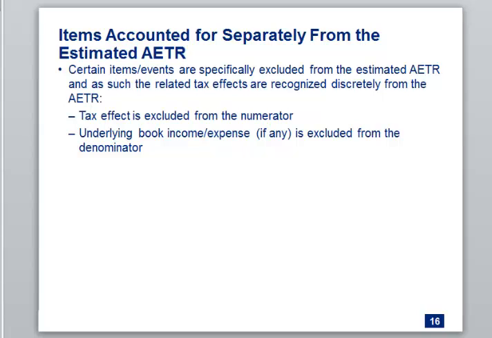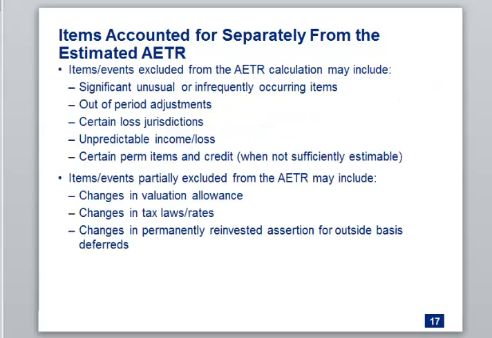Okay? So what this slide says is, if it's something you would exclude from your forecast of the numerator or exclude from your forecast of the denominator, usually for the reason that you can't forecast it, you book it in the quarter it happens. Okay? Okay, so typical items that you would exclude. The guidance would tell you exclude items that are significant, unusual, or infrequently occurring items. That's right out of the ASC 740 guidance.